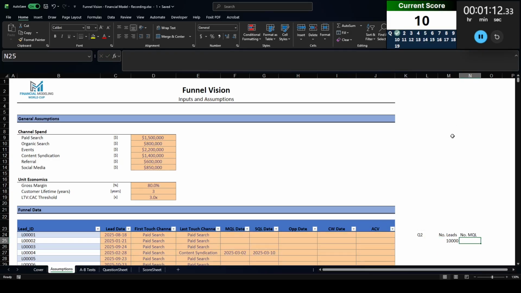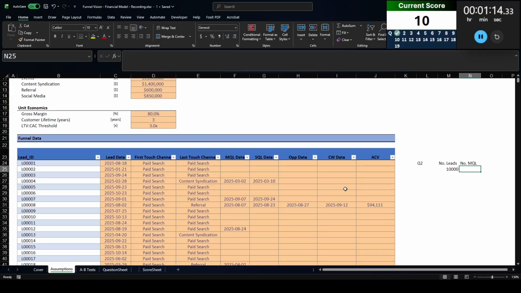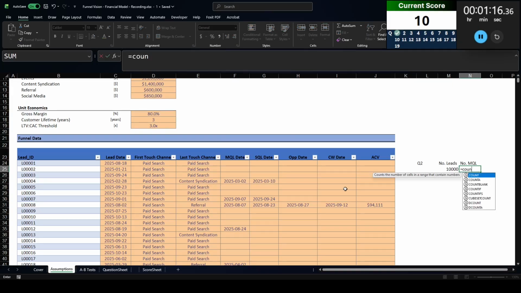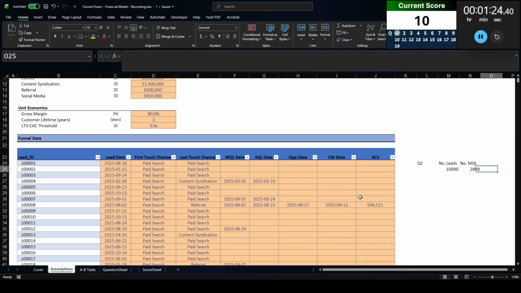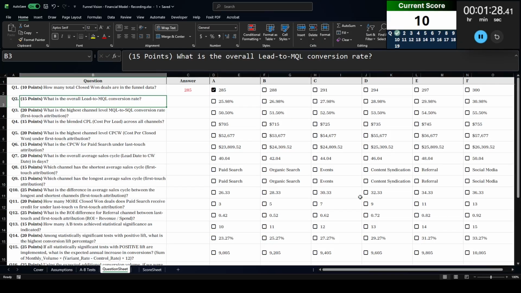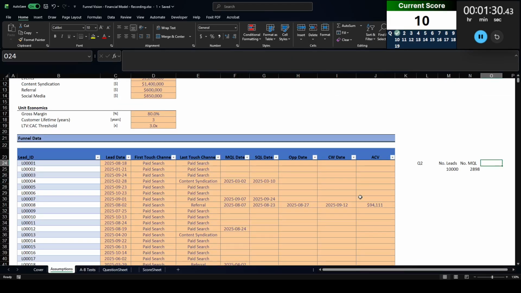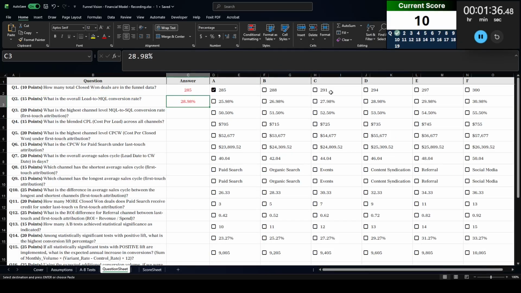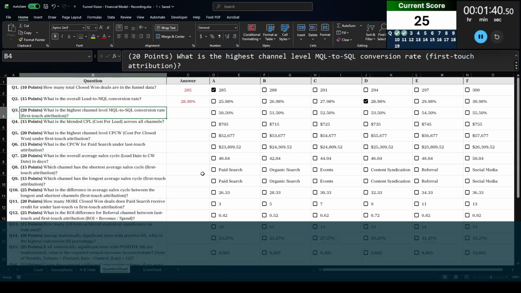And then the number of MQLs is just like I did with the number of CWs. I'm going to COUNTIF how many of these MQL dates are greater than 0, which means they have a date inside. I get 289. Then leads to MQL, or MQL to leads? Lead to MQL conversion, right? So the conversion rate was basically 0.2898, or 28.98%. There we go.